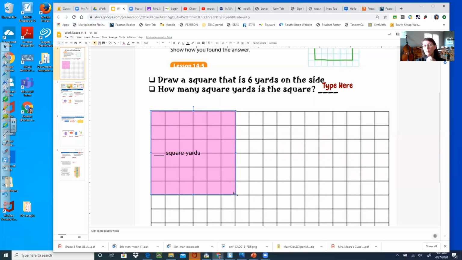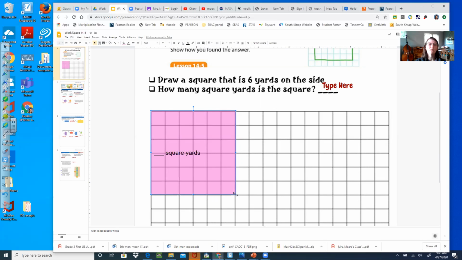You could take the time and touch and count. That's acceptable to do. You could use repeated addition. You'd be adding 6 plus 6 plus 6 plus 6 plus 6 plus 6. So 6 sixes. Or you can think of what we just watched in the video. Area equals length times width. Our length was 6 and our width was 6.